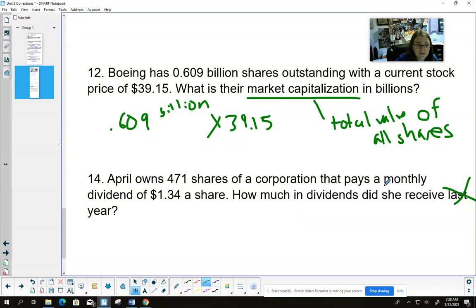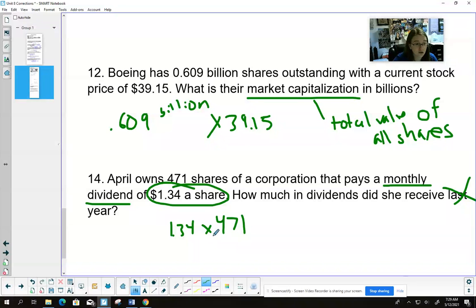Because she's receiving every single month. That's what it means by monthly dividend, is they send her a check every single month for $134 a share. We want to know how much she receives in a year. So if she's getting $134 per share and she has 471 shares, that's multiplication, but she gets this every month, so to find how much she gets in a year, you should have also multiplied by 12. So these two numbers, whatever they are, your numbers are different, times 12 would get you your answer.